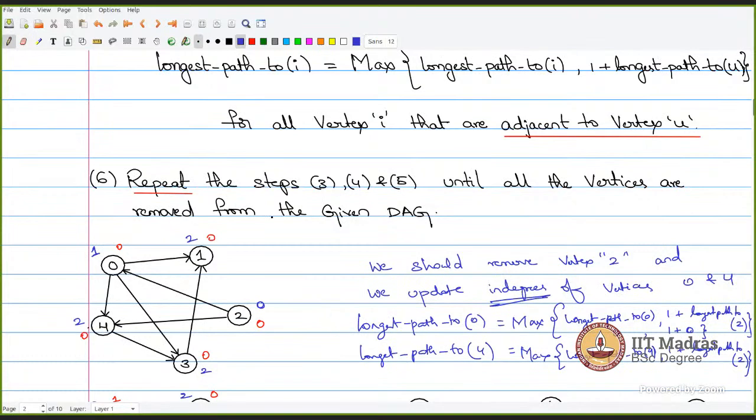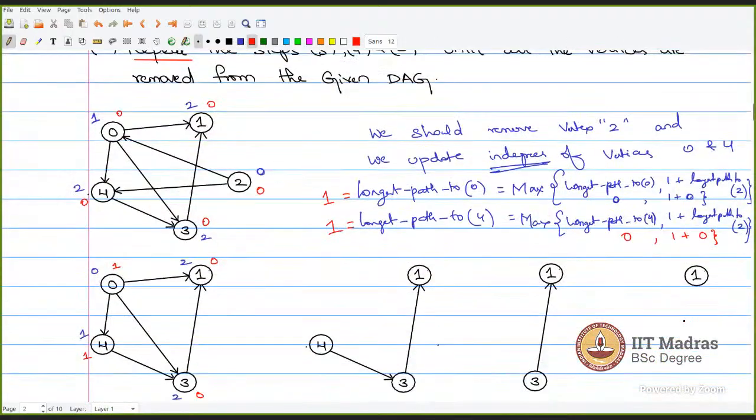So that means the red number of 0 will update from 0 to 1. Same here also: the longest path to 4 is 0, and 1 plus the longest path to 2 is 1. So max of 0 comma 1 will be 1. So we have to update the in degrees of vertices 0 and 4, as well as the longest path numbers of 0 and 4.